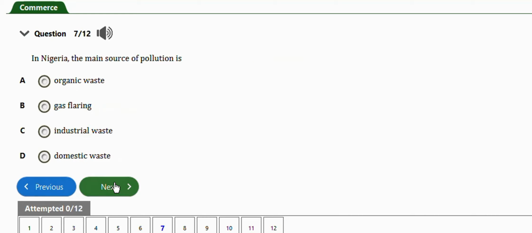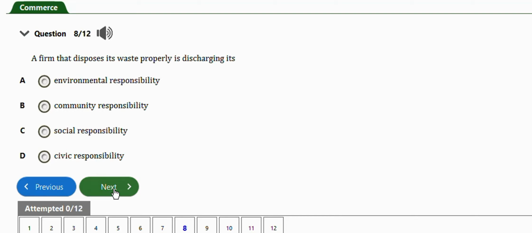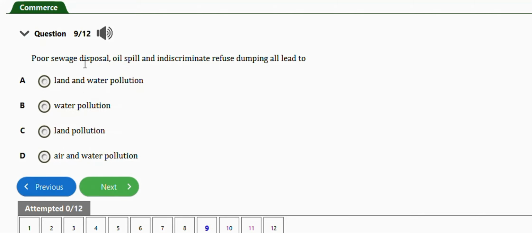Next question says in Nigeria the main source of pollution is industrial waste, option C. Next question says a firm that disposes its waste properly is discharging its environmental responsibility, option A. That's the right one. Next question says poor sewage disposal, oil spill and indiscriminate refuse dumping all lead to land and water pollution, option A.